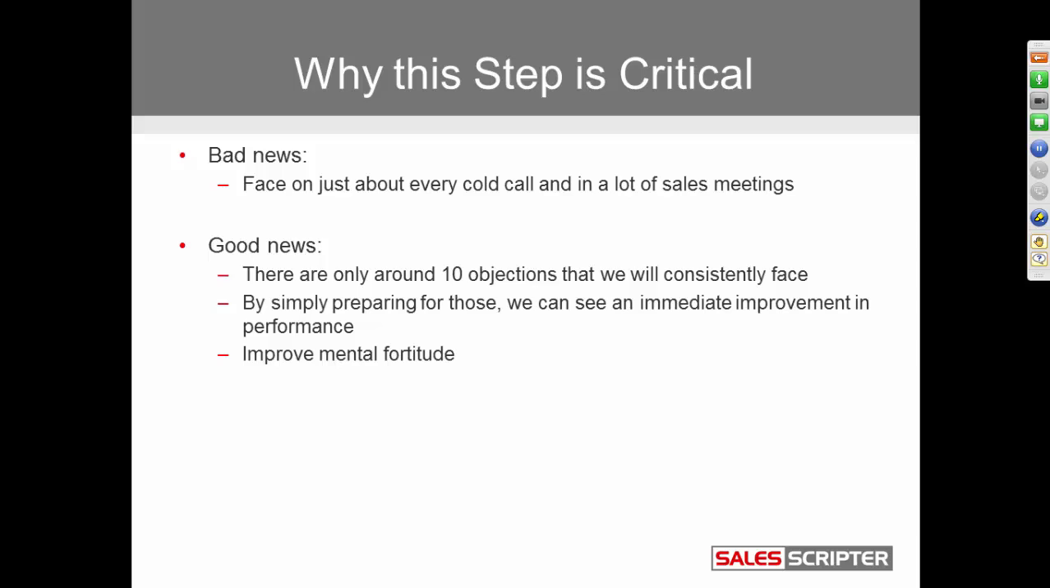And that is really a fairly small number if you really think about it, in terms of objections to prepare for. So if you just simply list out those 10 and have a game plan, and maybe responses or an idea how to respond to those built out ahead of time, you're going to drastically improve your game. You're also going to probably improve your mental fortitude, in terms of your mental strength, right?